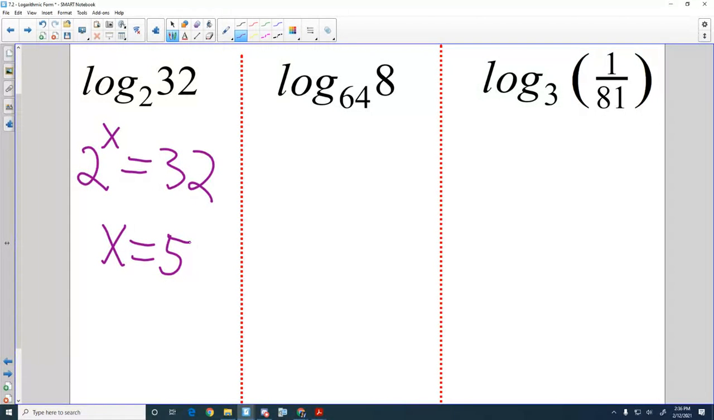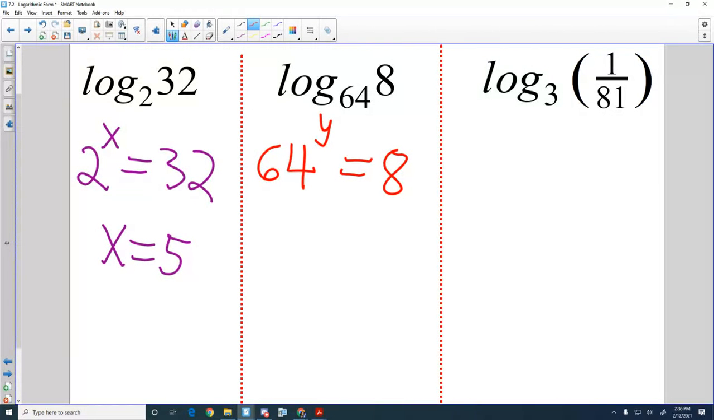The second one, though, if I rewrite this, I start with my base, then my exponent is some unknown value, right? Because this log equals something. I don't know what that something is, but it should equal 8. And that's kind of weird because if I raise 64 to some number, usually it gets bigger and bigger, right? 64 squared is going to be some giant number. But this equals an 8, meaning it's getting smaller.